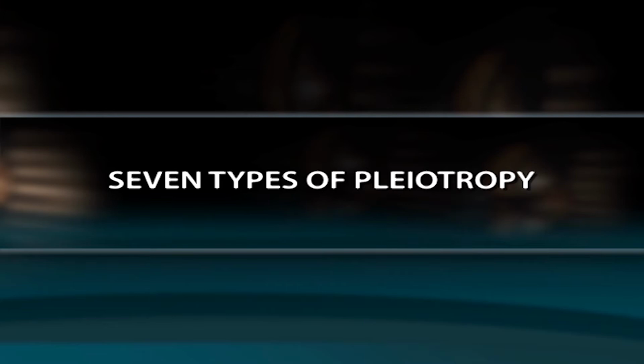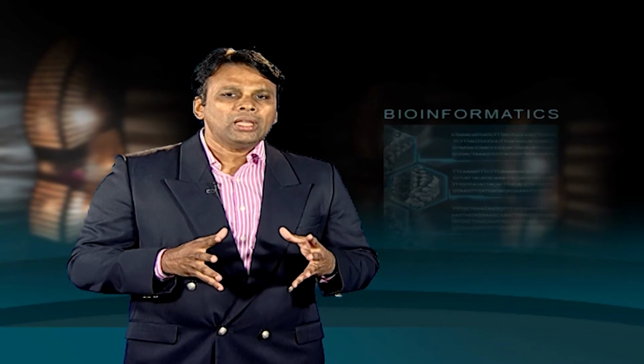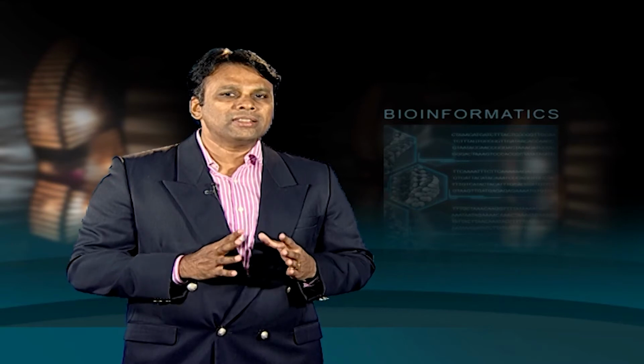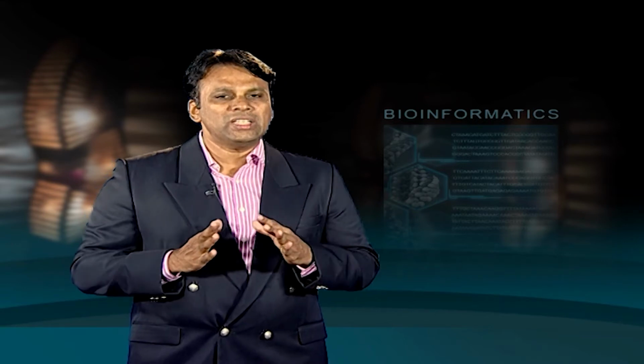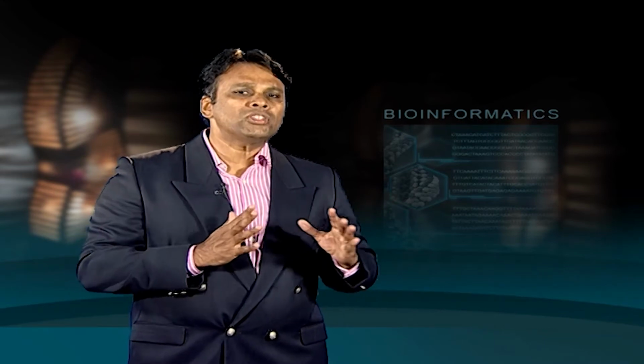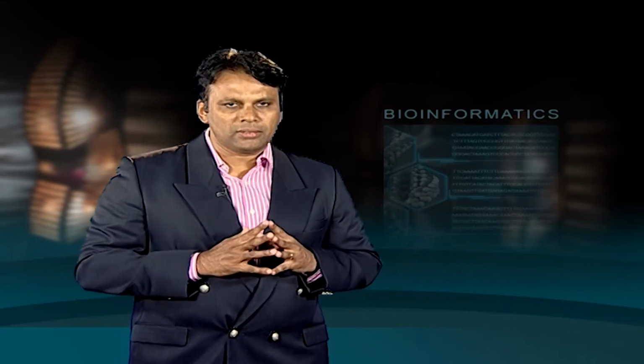There are 7 types of pleiotropy. Pleiotropy can basically be classified into 7 types, which are given in the table. These have different levels of importance and significance. All these types of pleiotropy carry a long term retribution in terms of evolutionary constraints.